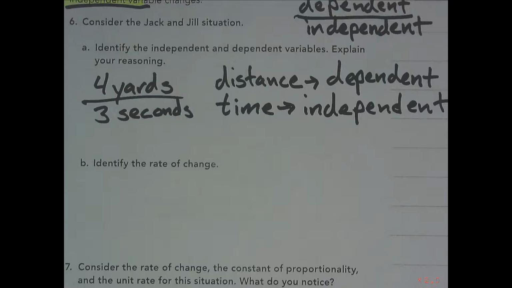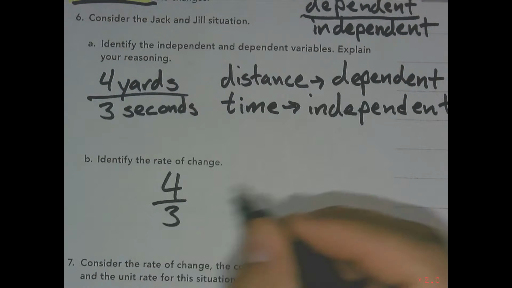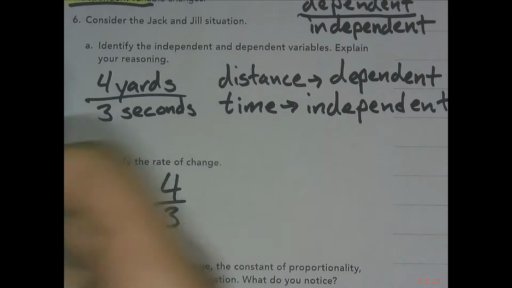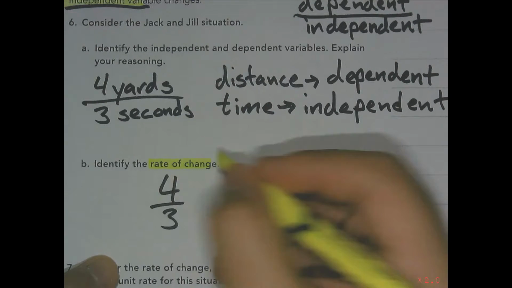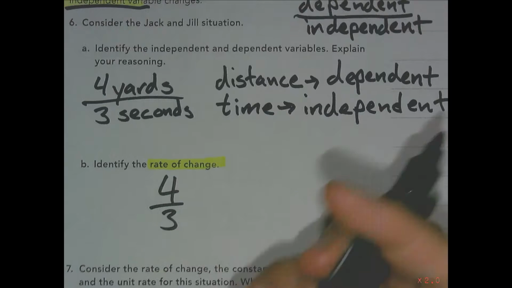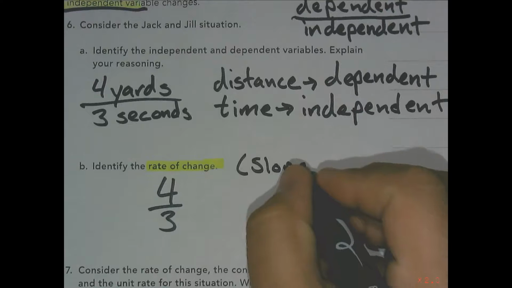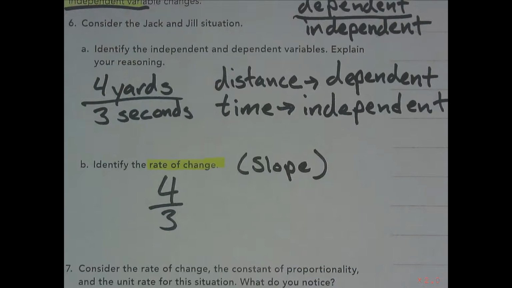So now for part B, it says identify the rate of change. Well, we said that the rate of change was 4 to 3. Now we say rate of change, right? And I want you to think of these words as being synonymous. In other words, they have the same meaning. Rate of change in most of these scenarios will be what we call the slope of the line. So we're setting up for linear equations talking about the slope of the line.